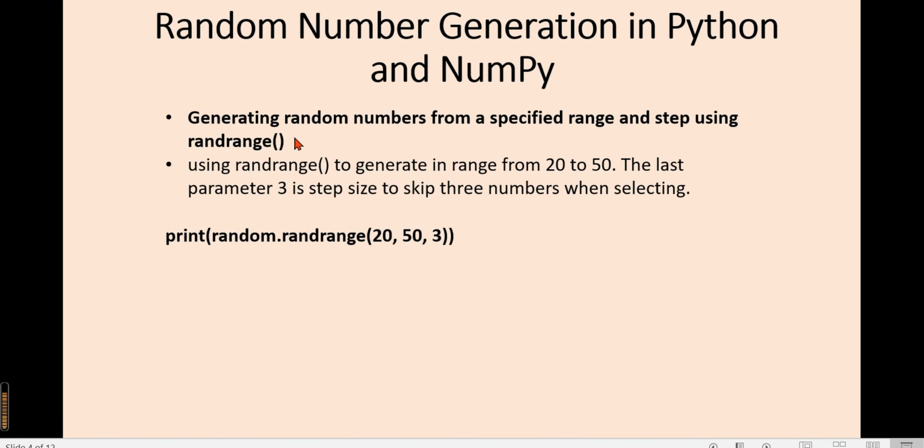And for generating random numbers from a specific range and a step, we can use the randrange function. So using randrange to generate in a range from 20 to 50, for example. The last parameter 3 is a step size to skip 3 numbers when selecting. So we can use random.randrange(20, 50, 3). Then it will print out a random number between 20 and 50 with a step of 3 after 20. But it's random.